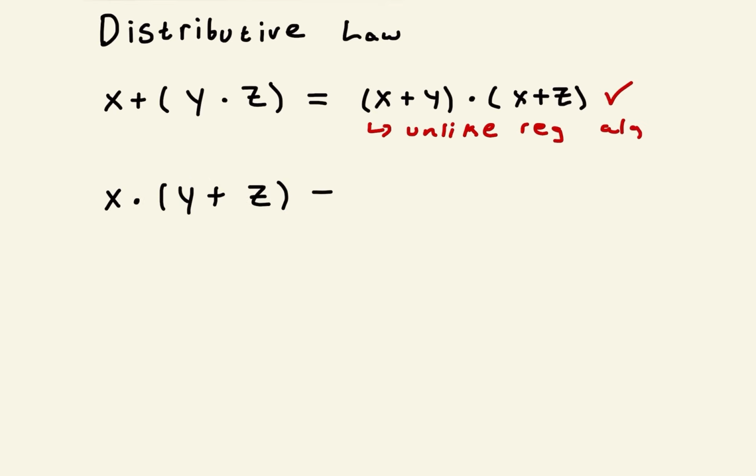Next, we'll do the multiplicative version. X times y plus z turns into x times y, in brackets, plus x times z. This is the same as in regular algebra, and I'm sure looks familiar to most of you. Distributive property is probably one of the most common properties in Boolean algebra, and it's very important to keep in mind.